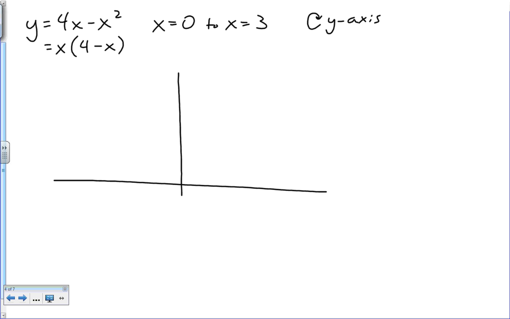So 4x minus x squared is going to look something like this. Okay, and it crosses the x-axis again at 0 and at 4. However, we're only worried about the region from 0 to 3. So this would be 2. We'll say that right here is 3.